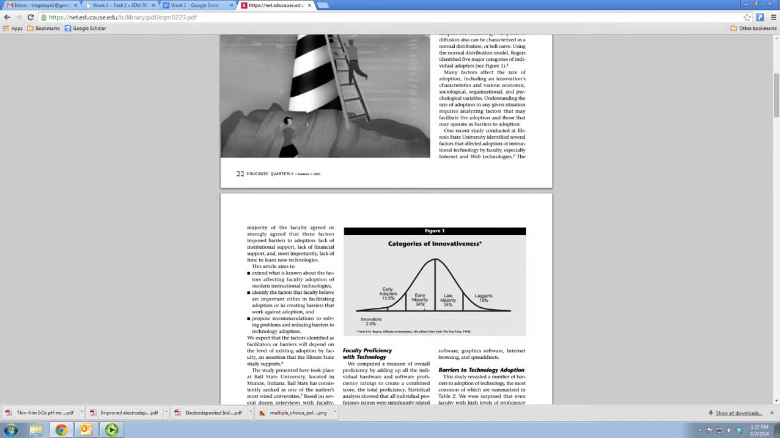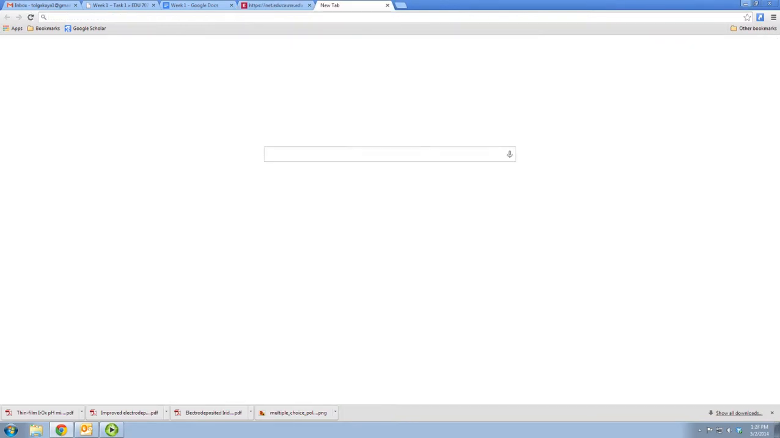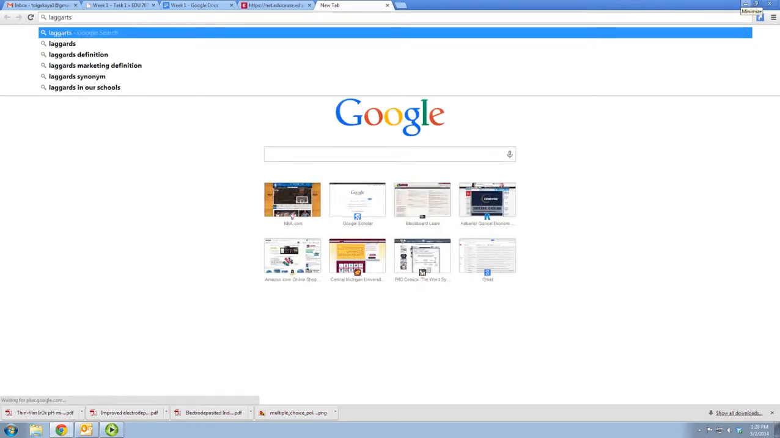So we have a nice Gaussian curve here. Early adopters in figure 1 are about 13%. That means if you have a new technology, let's say flipping the classroom, early adopters are around 13%. Early majority, late majority, and laggards. I don't know what laggards mean. Laggards.